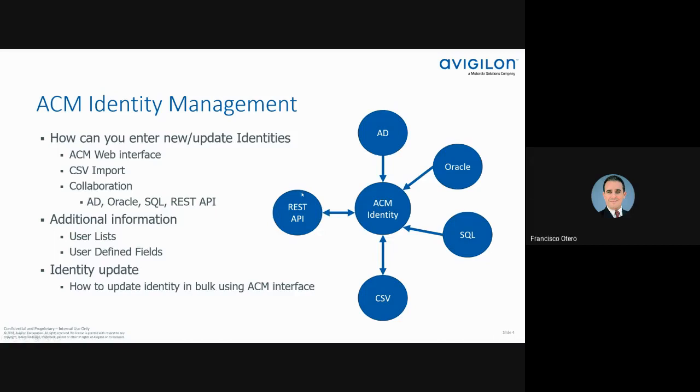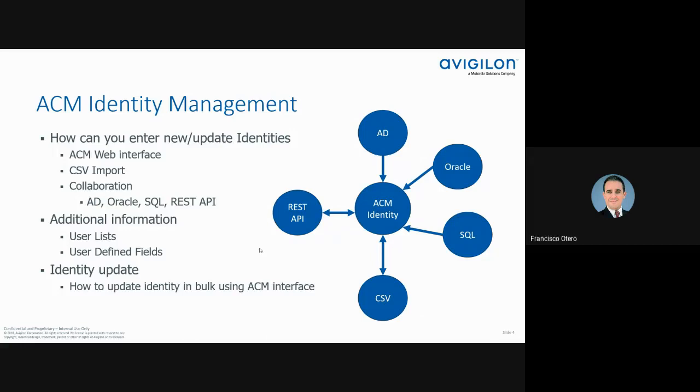And then REST, this is for third-party systems where the end user wants to develop their own interface to interact with the access control, to send or receive information from different systems and integrate ACM. In this case, we're covering identity management into other applications.